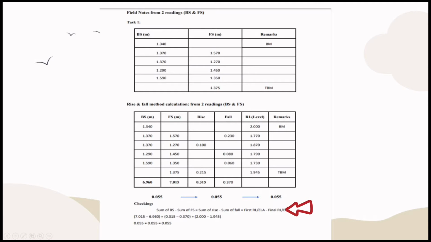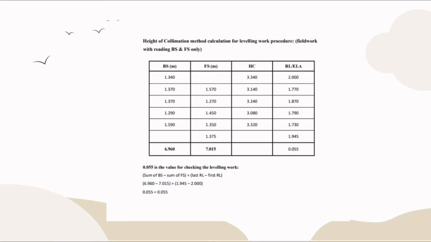After that, we do checking: sum of BS minus sum of FS equals sum of rise minus sum of fall equals first RL minus final RL, which is 7.015 minus 6.960 equals 0.315 minus 0.370 equals 2.00 minus 1.945, and the result is 0.055 equals 0.055 equals 0.055.